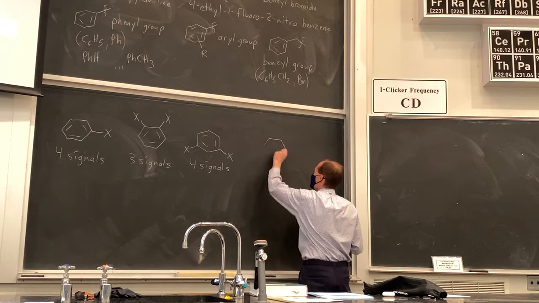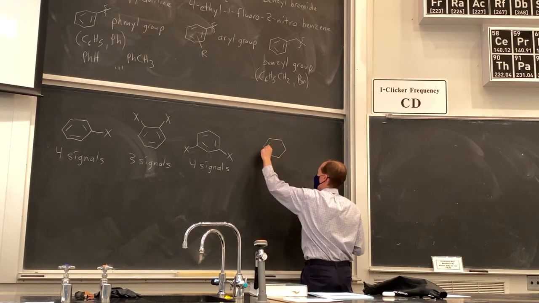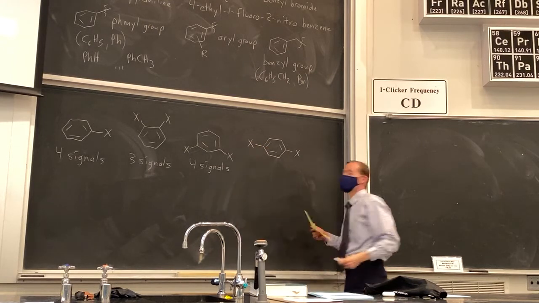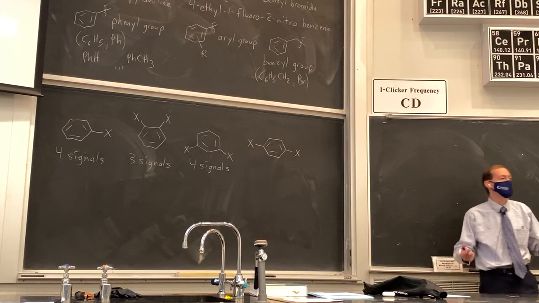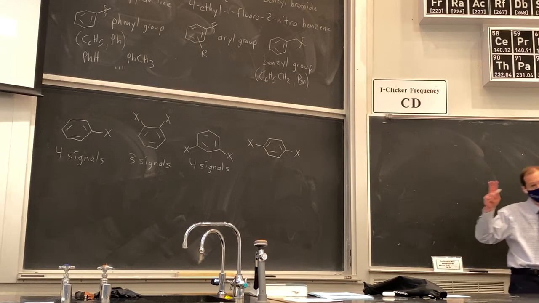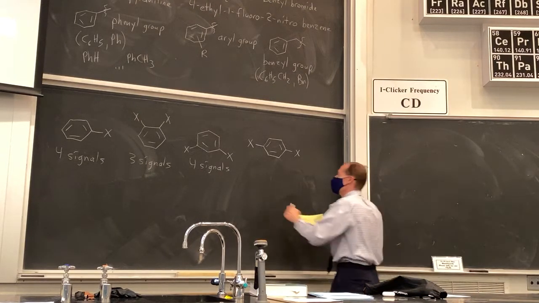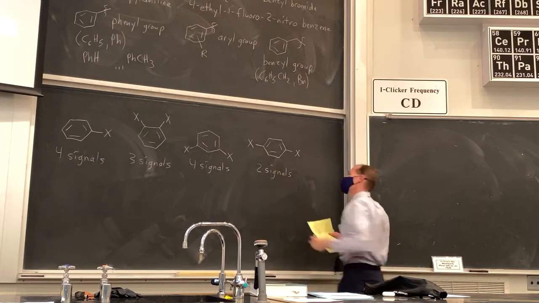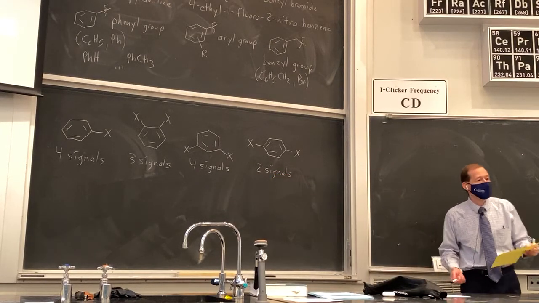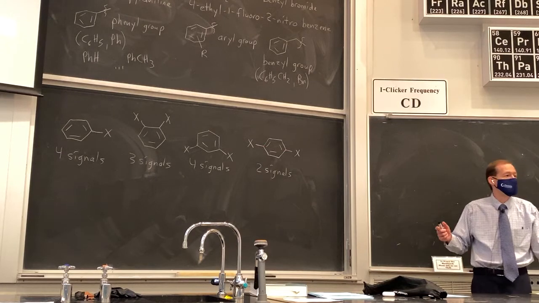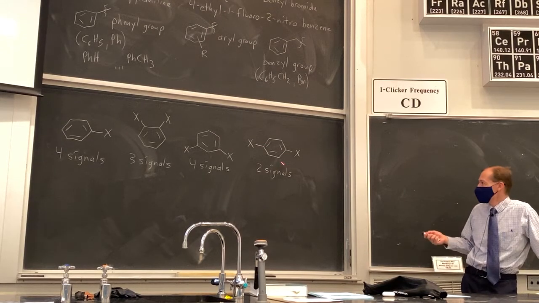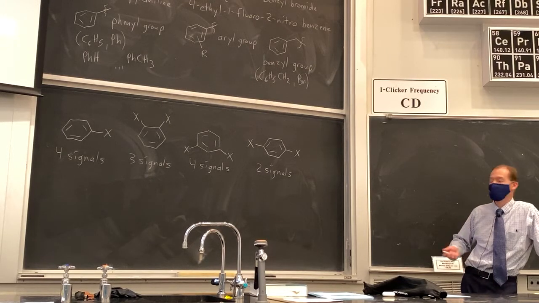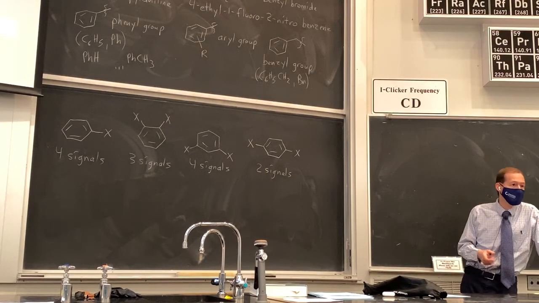And if we have a para disubstituted benzene, how many different types of carbons do we have in this molecule? Just 2. We have 2 planes of symmetry in this molecule. And those 2 planes of symmetry mean that both carbons bearing the substituents are equivalent, and each of the 4 carbons that doesn't have a substituent is also equivalent. Okay. So just 2 here.